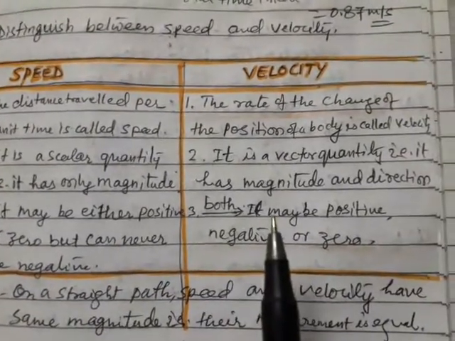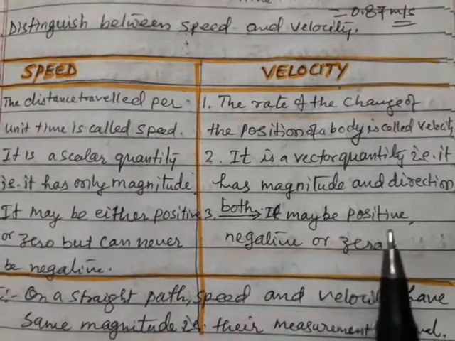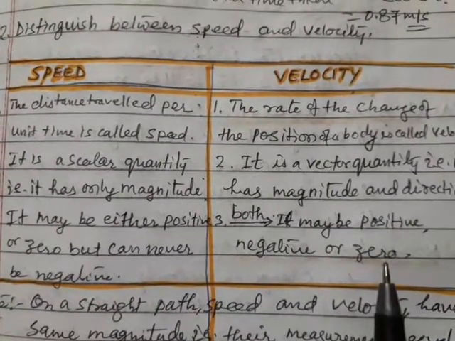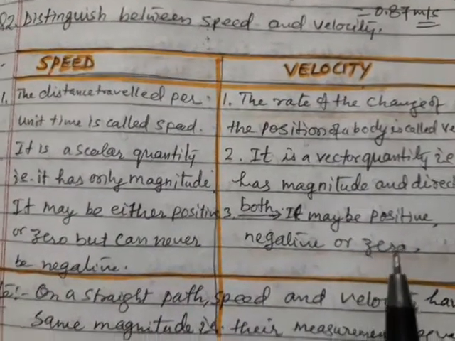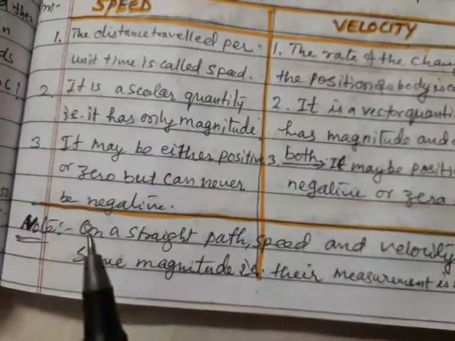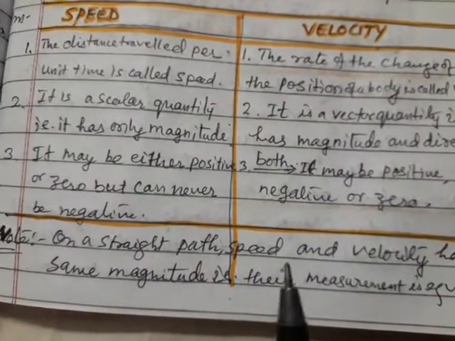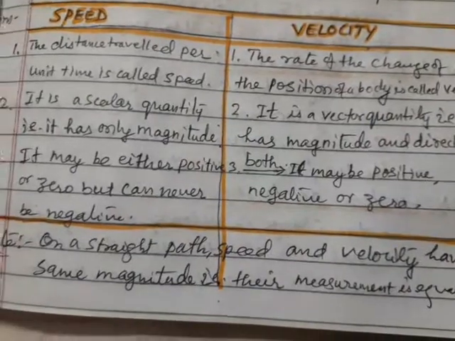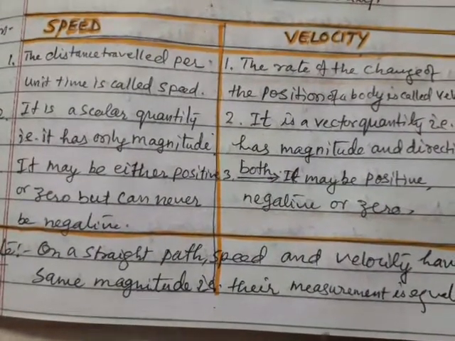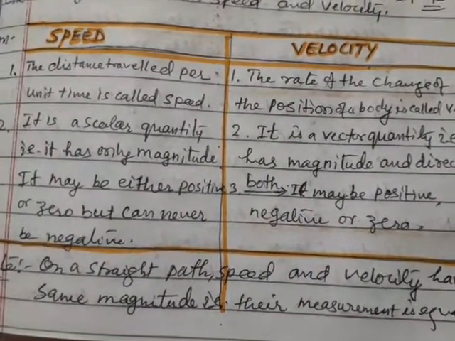In case of velocity, it may be positive, negative, or zero. On a straight path, speed and velocity have the same magnitude, that is, their measurement is equal.